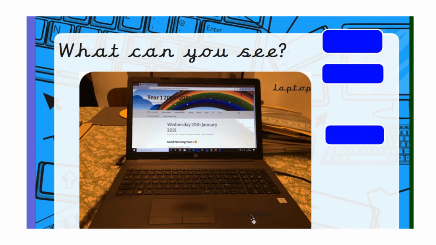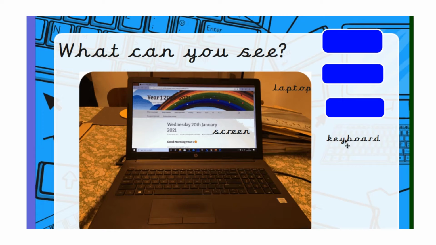Screen. That's not the screen, is it? Here's the screen. So this part, what's this called? It's called the keyboard. And these little buttons here are called the keys. Okay, so let's read those words. Laptop, screen, and keyboard. And it's this keyboard here that we need to use if we want to type text into a computer.